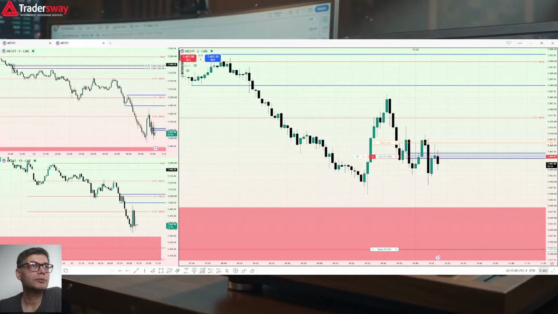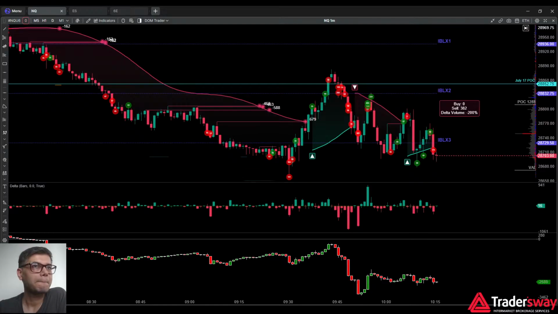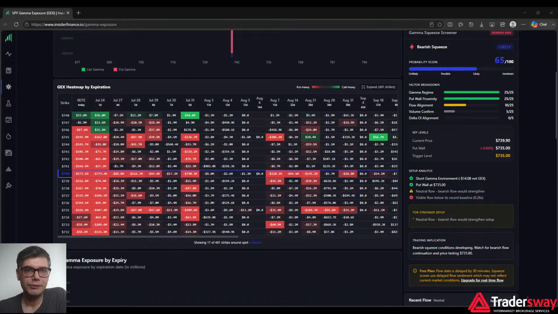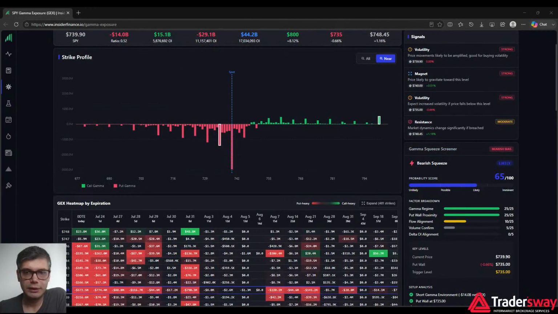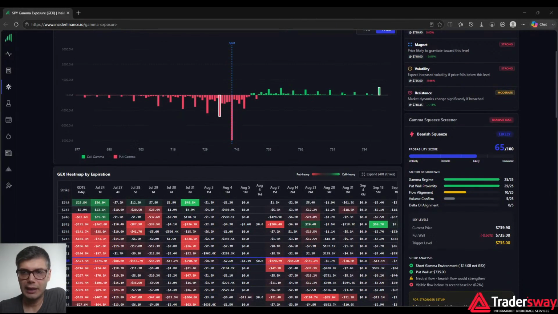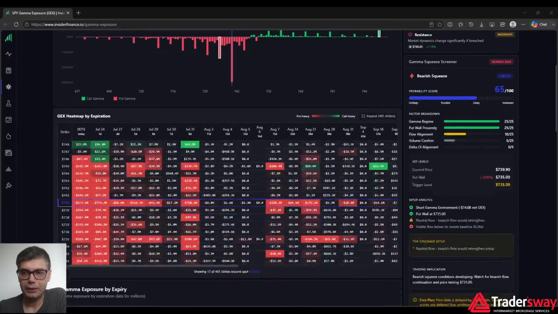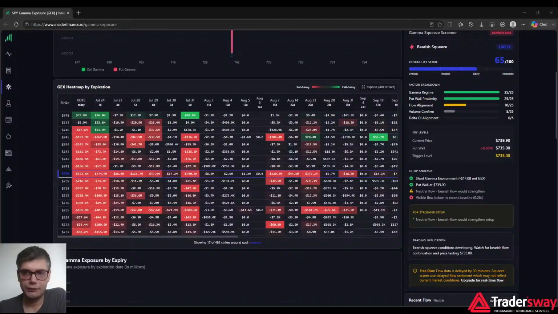Let's show you that tool. There you go. So you can go to Insider Finance, and over here you can find the spot price. For the gamma exposure, you have the chart in here. And if you can't understand this, you can also look at the gamma squeeze screener, which shows 65% likelihood of a short squeeze. But it's not always correct.